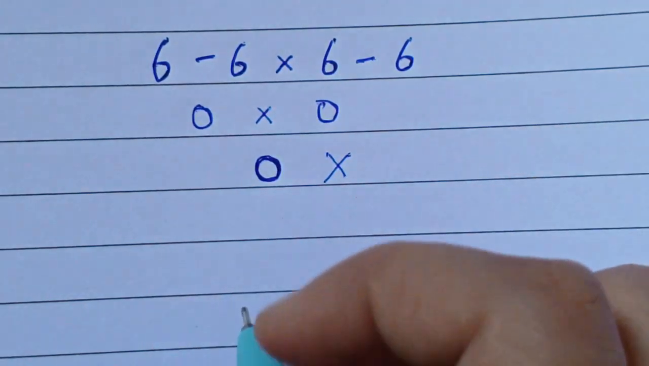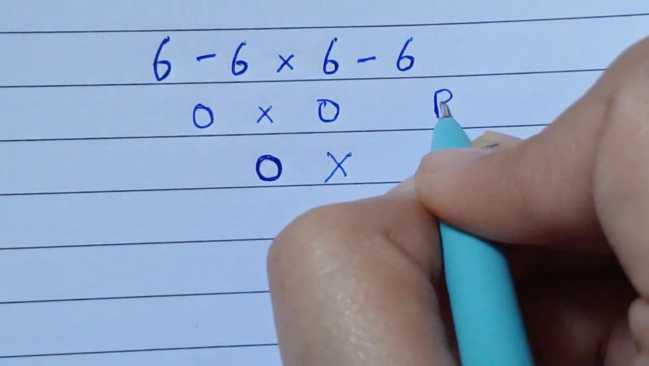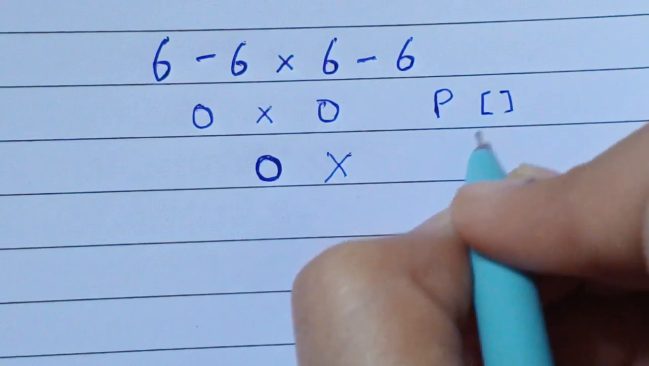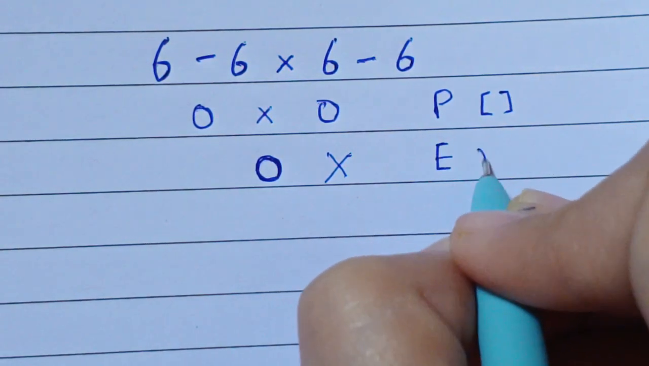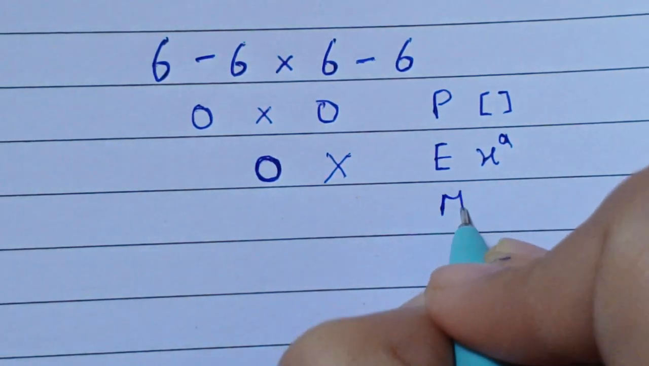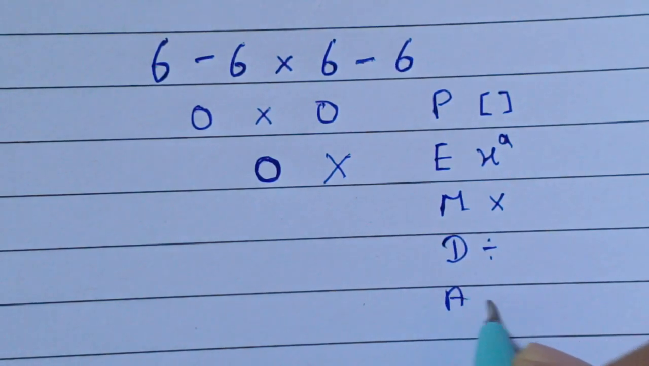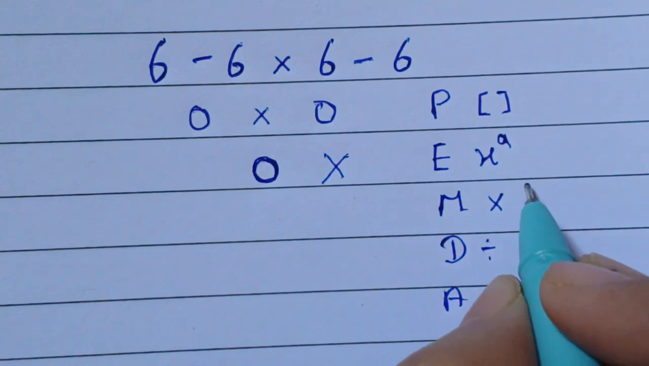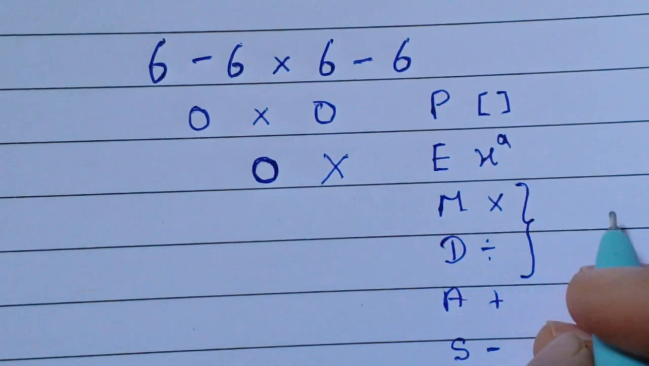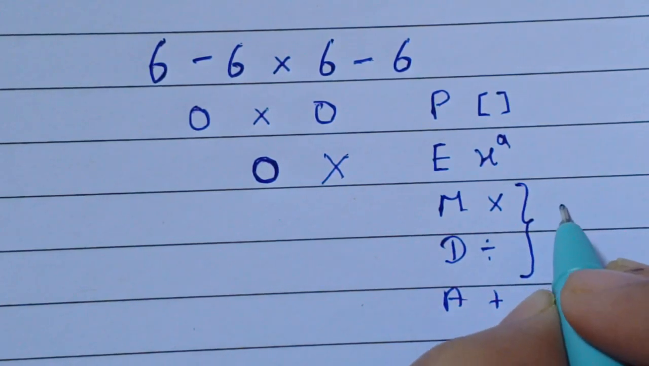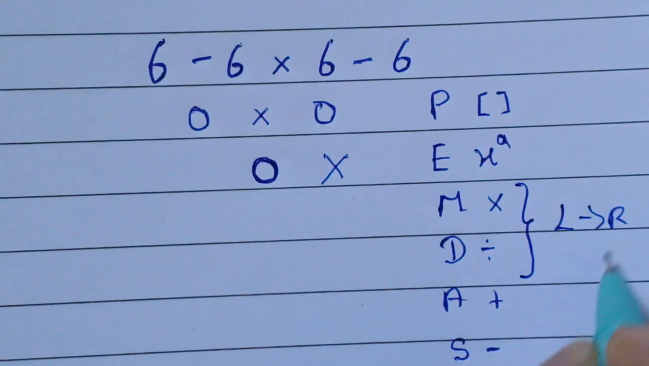Because according to the order of operations, which is PEMDAS, where P stands for parenthesis, E stands for exponent, M stands for multiplication, D stands for division, A stands for addition, and S stands for subtraction. Here you have to remember multiplication and division both have equal priorities. Therefore, we go from left to right. Same for addition and subtraction.